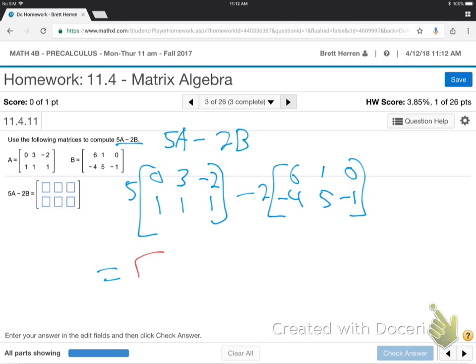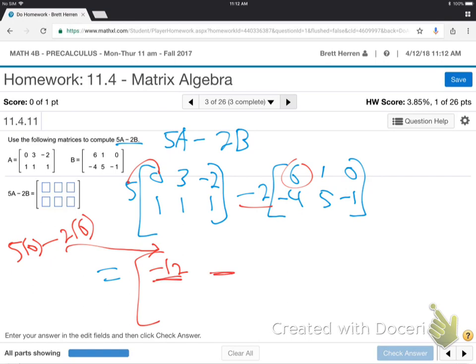You would just do the work. Can I just do one entry? Just 5 times 0 would be 0, minus 2 times 6 would be minus 12 there. So this one was just 5 times 0 minus 2 times 6. And this next one would be 5 times 3 minus 2 times 1. What's that? 15 minus 2, 13. We go there, etc.